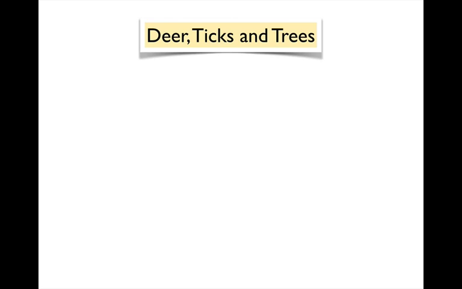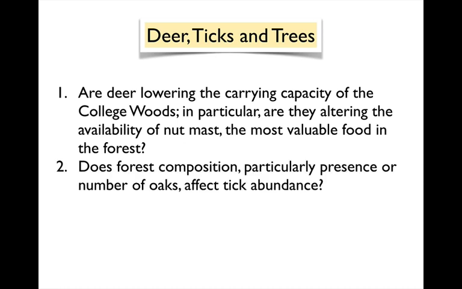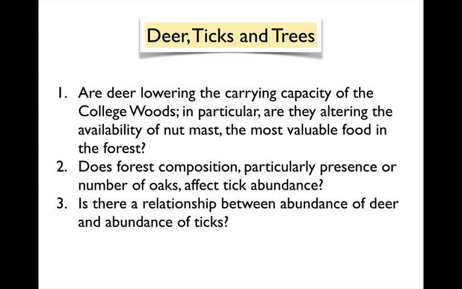Okay, now here's the final slide for you guys. Deer, ticks, and trees, right? That's what you guys did. Deer, poop, ticks, and trees. Some questions to think about. Are deer lowering the carrying capacity of the college woods? In particular, are they altering the availability of nut mass, the most valuable food in forests? Does forest composition, particularly presence or number of oaks, affect tick abundance? And is there a relationship between abundance of deer and abundance of ticks?